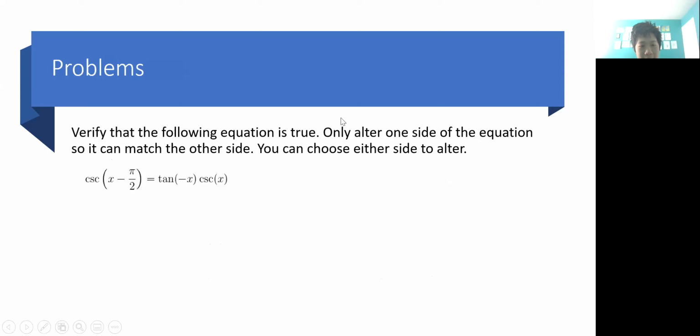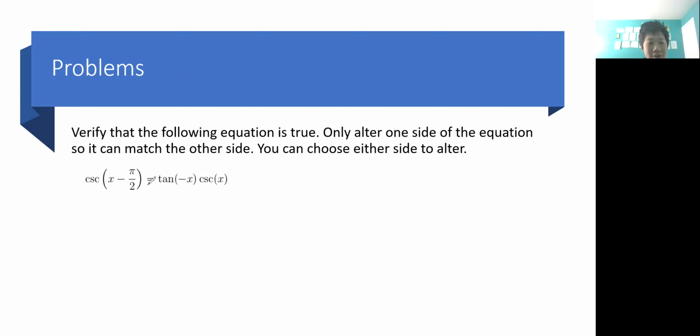So let's apply these identities. We have these problems. It's just practicing our identities. Verify that this equation is true. You only alter one side of the equation. I can only allow you to change one side of it so you can match it to the other side. Okay, so this is the problem here.